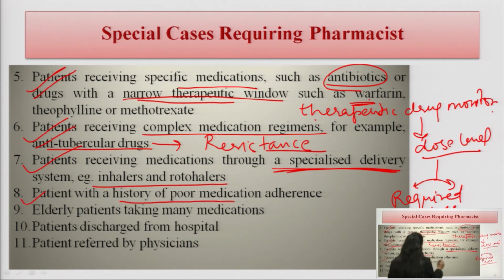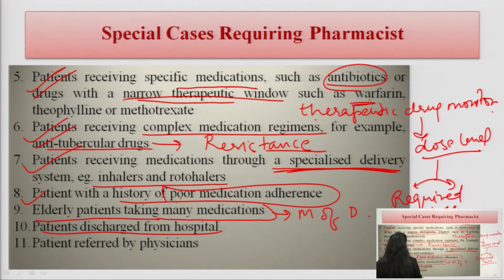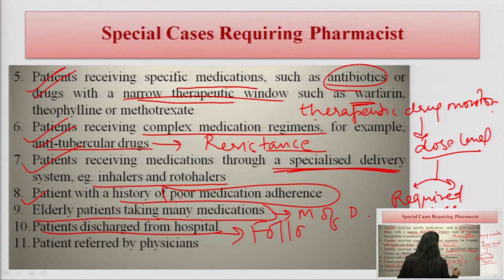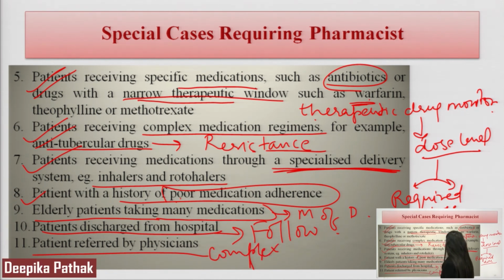Another is the patient with a history of poor medication adherence, the patient who doesn't comply with the therapy. At that time, patient counseling is important; try to understand why the patient is actually not taking it. Then there are elderly patients who are taking many medications, meaning the patient is suffering from many diseases. For patients discharged from hospitals, of course, follow-up and patient counseling are required. Patients referred by the physician, from primary to secondary care or secondary to tertiary care, are generally complex cases which require assistance. So these are some of the special cases of patient counseling.